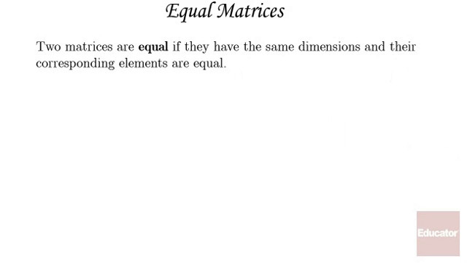We say that 2 matrices are equal if they have the same dimensions and their corresponding elements are equal. So let's talk about what corresponding elements are, using this set of matrices as an example.